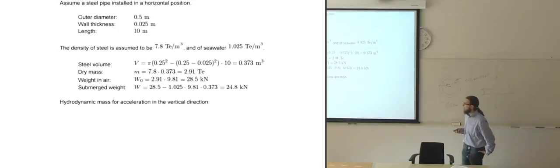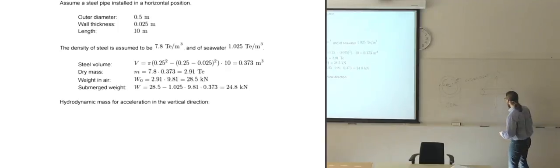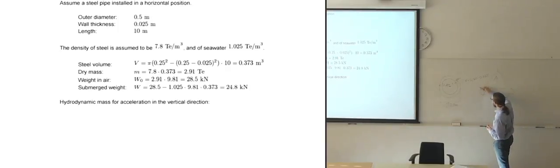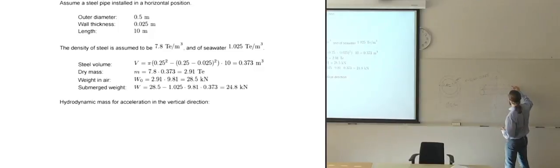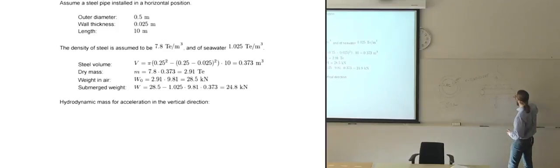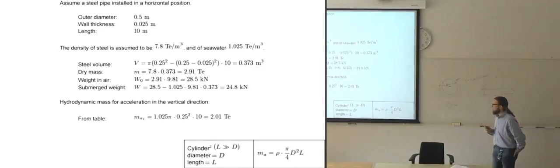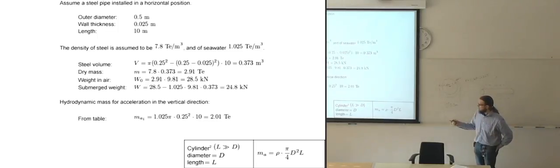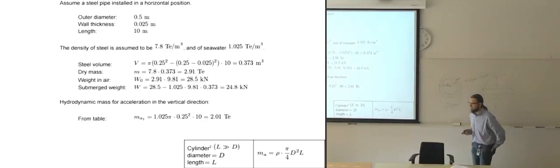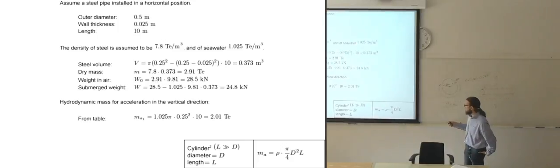So when we start looking at hydrodynamic mass in the vertical direction for this one, then we need to think about the half cylinder up top and the half cylinder below. So then we look at our table again. So we look at cylinder. We have a length which is far greater than the diameter. It's 20 times greater than the diameter, so it's not a problem using this one in this case.